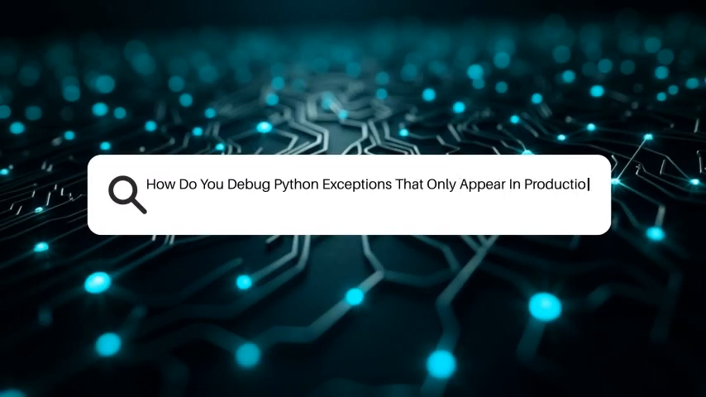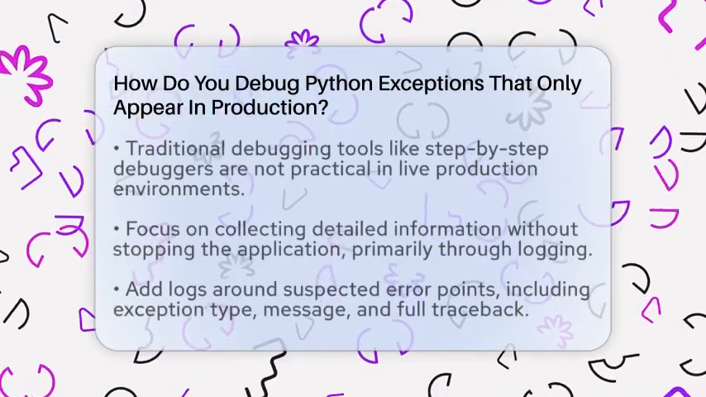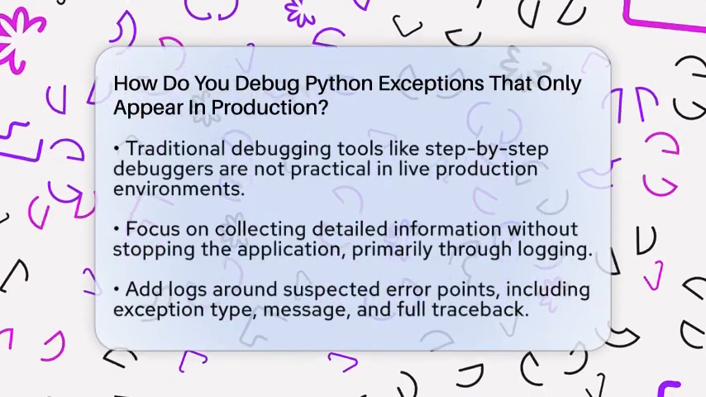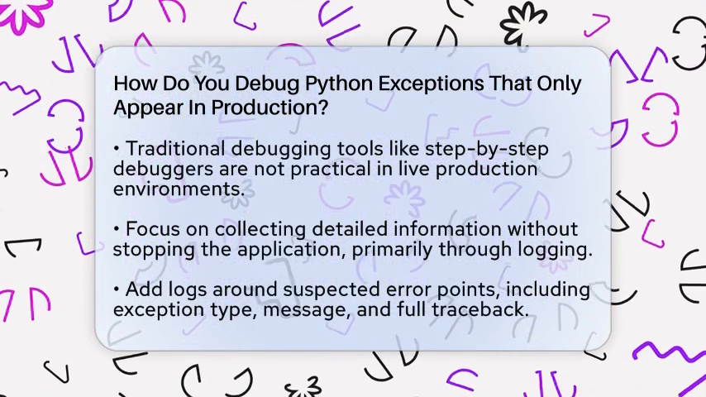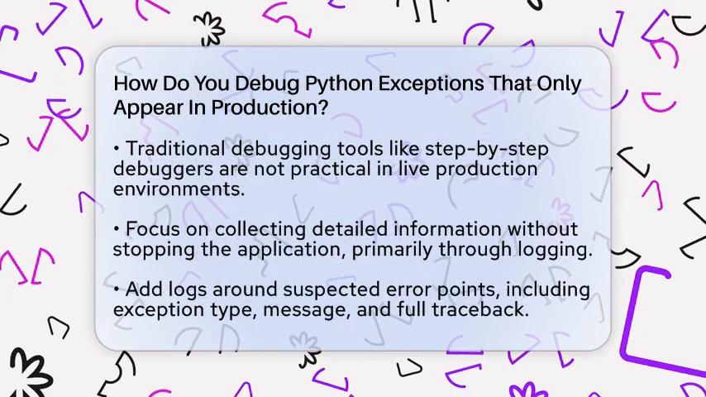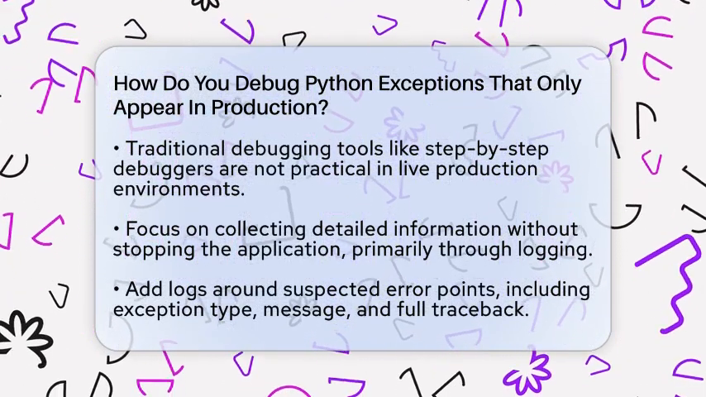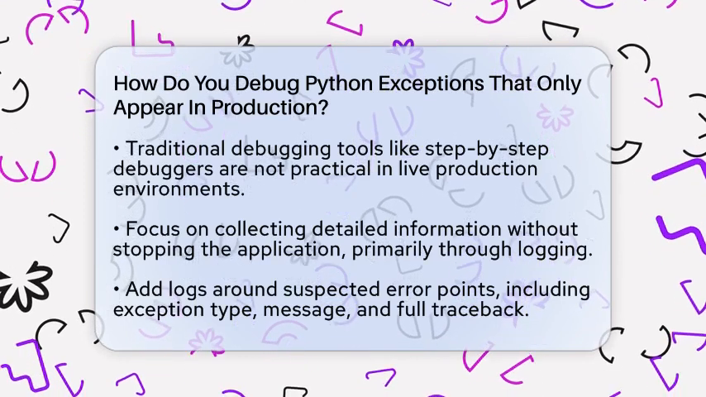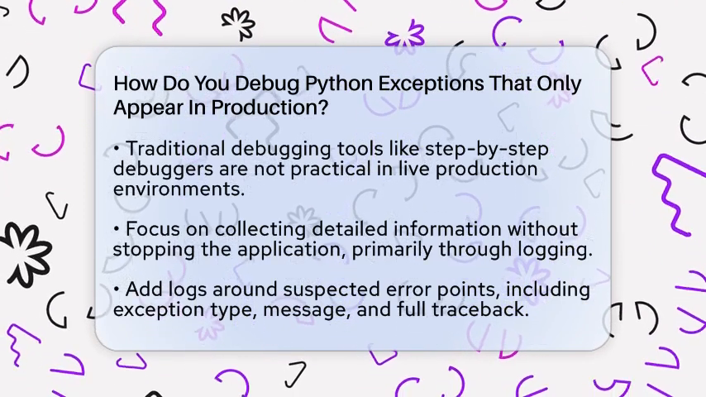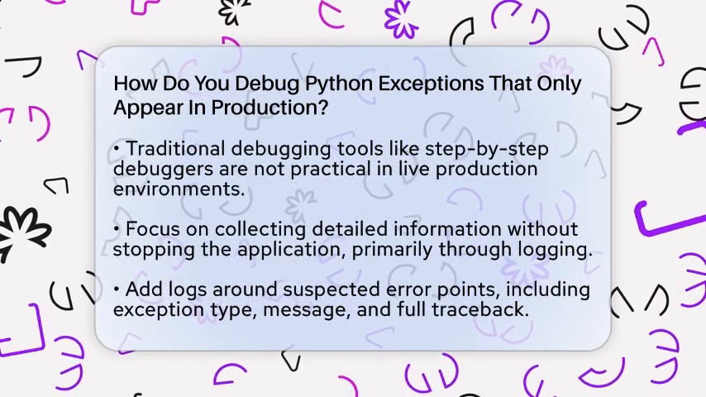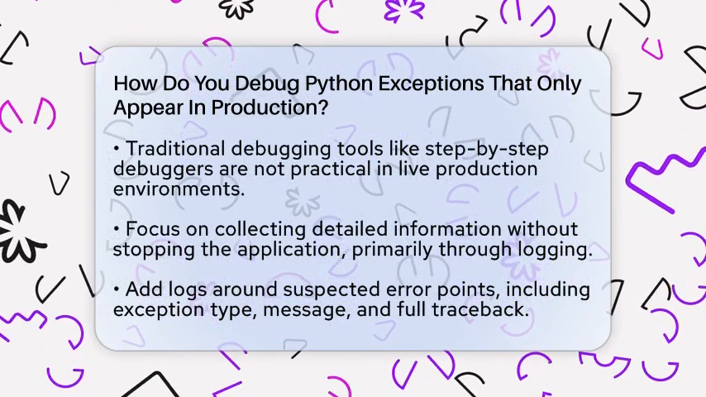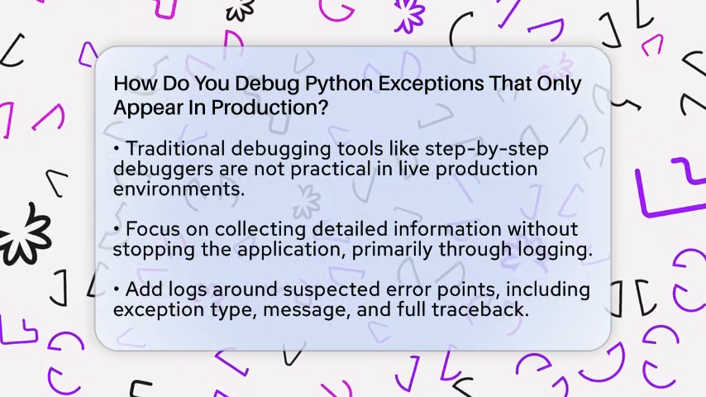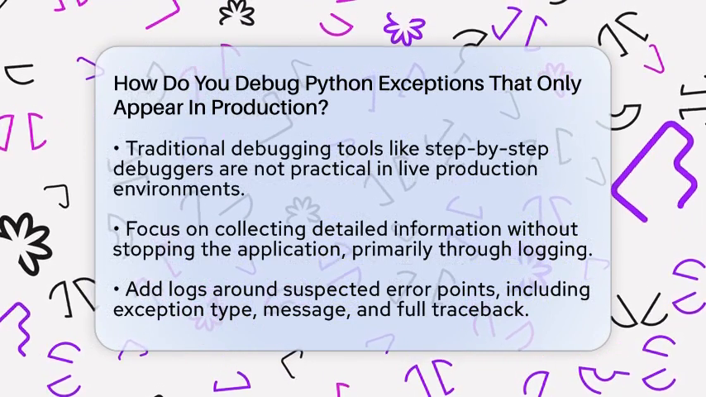How do you debug Python exceptions that only appear in production? Imagine trying to fix a problem that only shows up when your application is live and serving users. It can be frustrating because you can't just run your code step by step. Today, we're going to look at how to handle those tricky Python exceptions that only happen in the real world, not in your development environment.